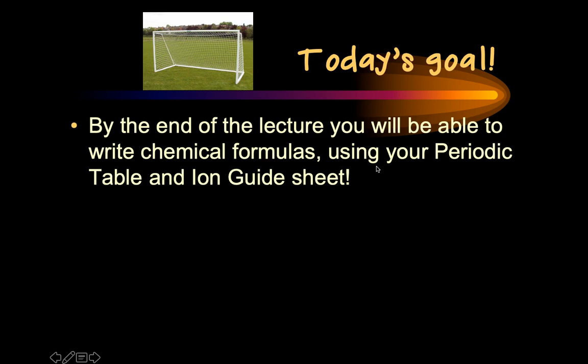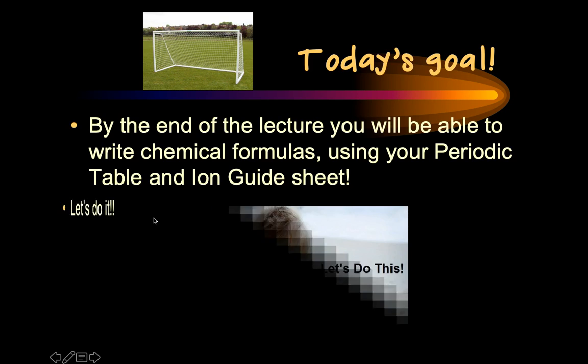So if you've not already done so, either print the periodic table and the ion guide sheet, which are in today's Schoology folder, or put them into Notability, because you want to have access to them as much as possible. You don't want to have to download them every time. You don't want to have to search for them on the internet. You want to make sure you have your own copies that you can mark up and highlight and put little notes on if needed. So either print them or put them into Notability.